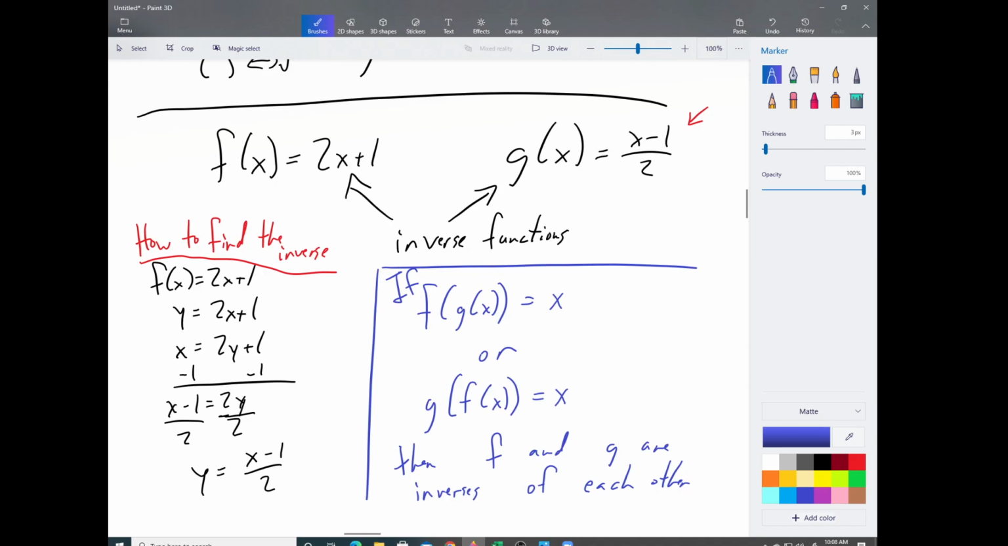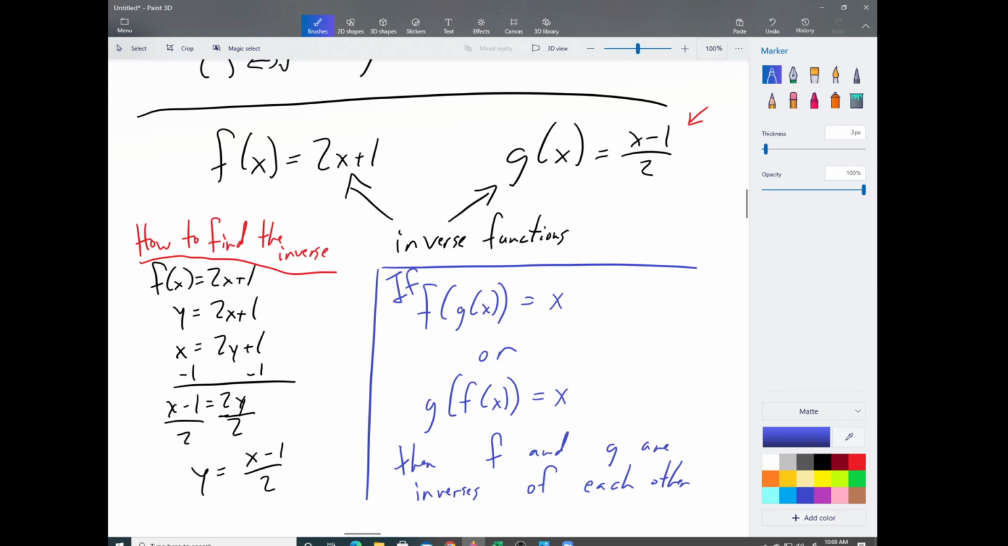Did you learn that last year? Seeing some no's? I didn't think so. But this is a helpful trick. If you're just given two functions and you're asked whether they are inverses of each other, all you have to do is take a composite of them and see if you get out exactly x. Not a negative x, not a 2x. It has to be exactly x. If you simplify it and you get exactly x, they were inverses of each other.